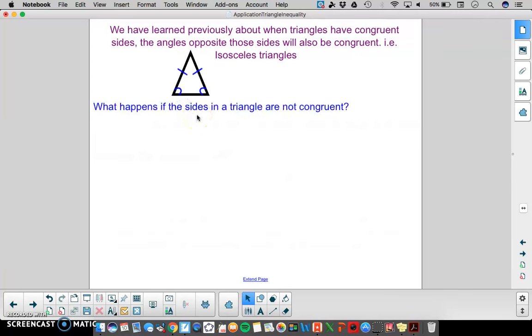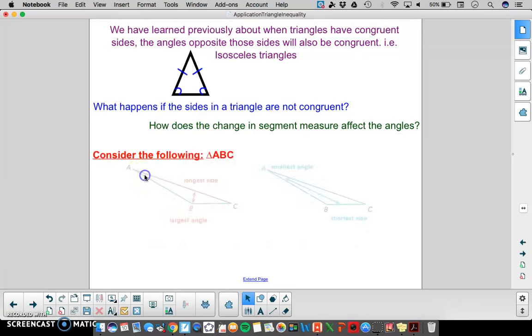Like, say we have a scalene triangle. How does that change in size of the segments affect the angles? So we're going to consider the following triangle, ABC. Well, notice the largest angle B is opposite the longest side, which is segment AC. And the shortest side, BC, is opposite from the smallest angle A.